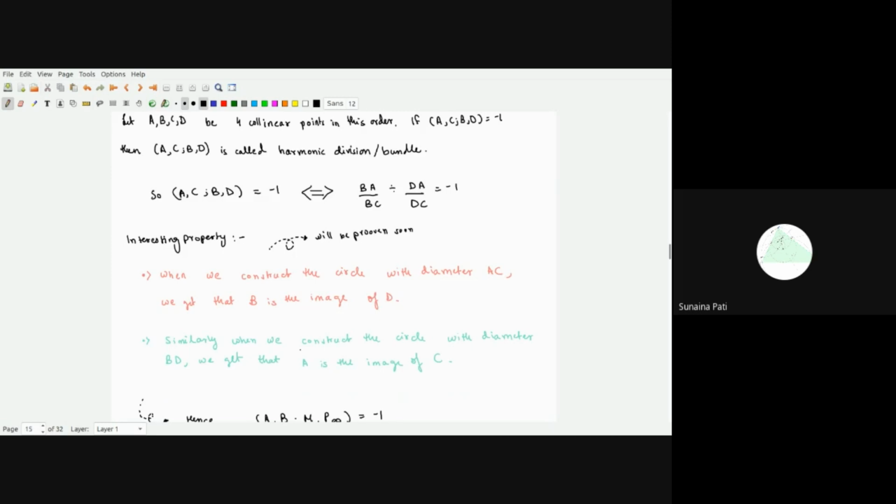Now here are the interesting properties of why harmonic bundles are so famous. How many of you are familiar with inversion?